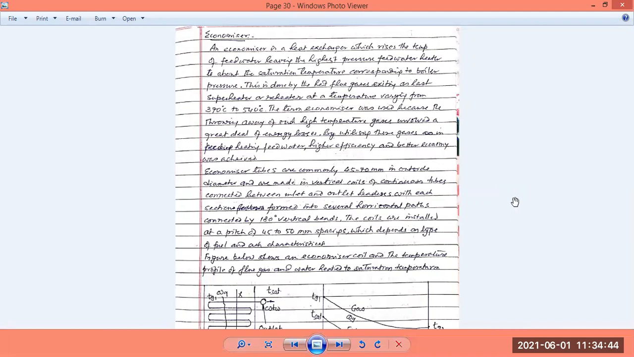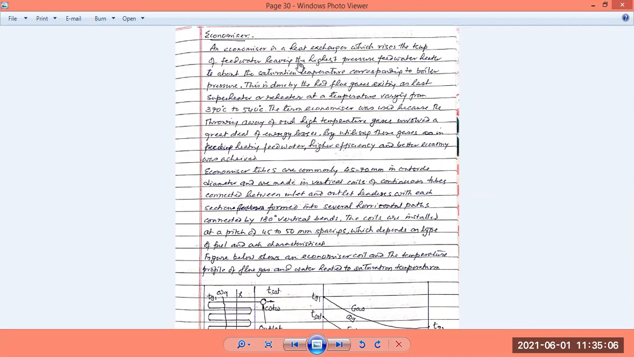Let us start our discussion today on economizer. What is economizer? It is nothing but a heat exchanger which raises the temperature of feed water, leaving the highest pressure feed water heater, to about saturation temperature corresponding to the boiler pressure.